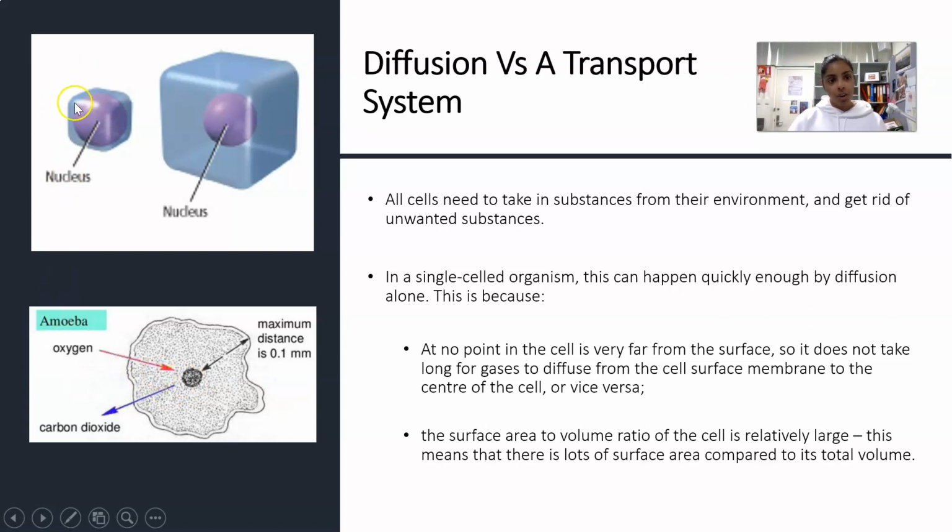Up here, I've got a little model of two cubes to represent what's going on. So each cube has 6 sides, but the volume of this cube is much smaller than this one. So the rate of diffusion from the outside to get to that nucleus in the middle is going to be much faster. To get from the outside here to the nucleus in any direction is going to take longer.